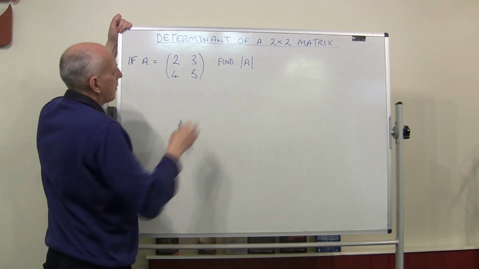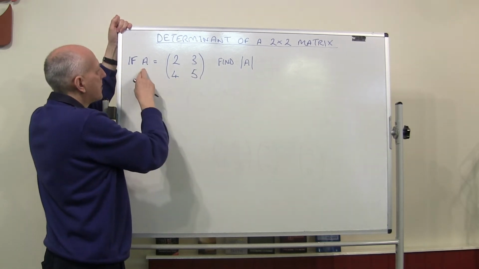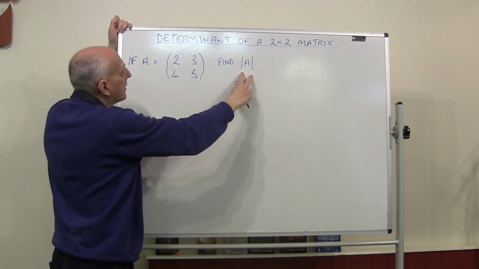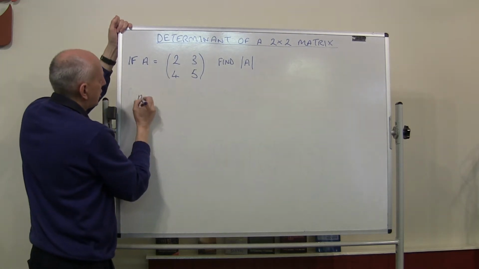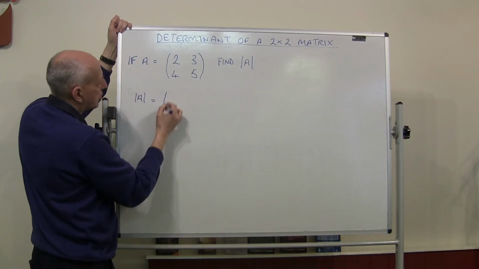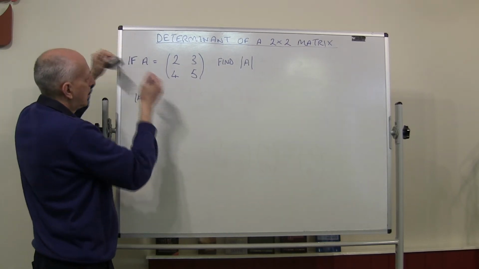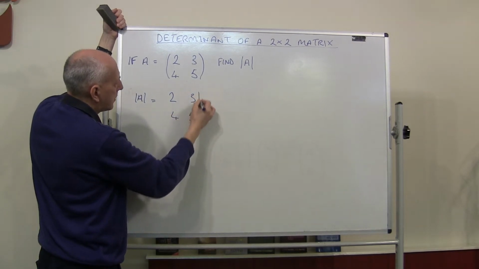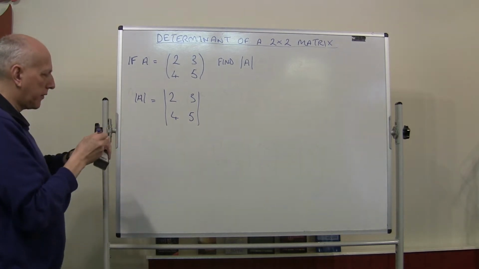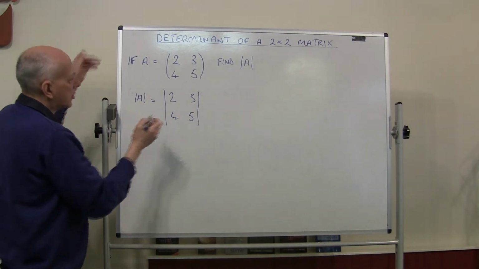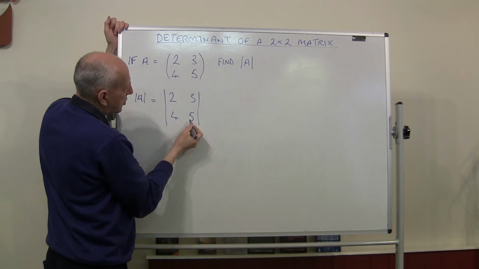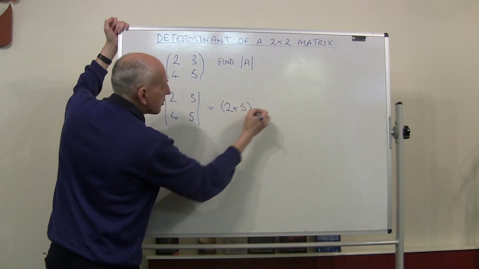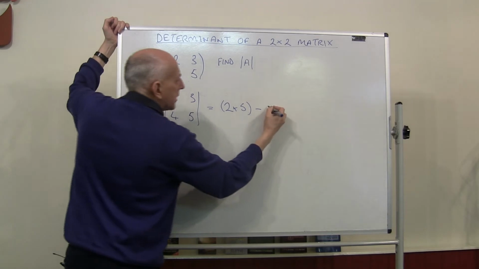So the determinant is easy. A equals this, so this is a matrix with a capital A equals this. The determinant is written as 2 vertical lines, as also is the solution. So 2, 3, 4, 5. And the solution is not that difficult when you get the hang of it. All you do is you go down the negative slope, 2 times 5. So the answer to that would be 2 times 5. And then you subtract from that, going back up, 4 times 3.